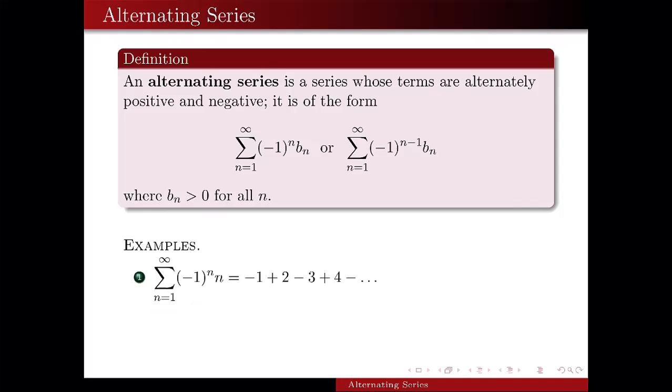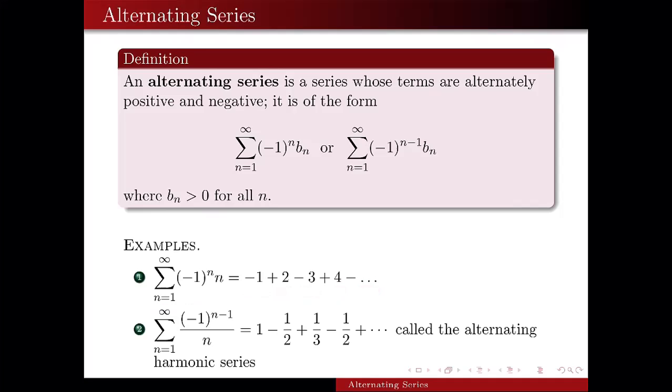This series here is an alternating series. The sum of negative 1 to the n times n, running from 1 up to plus infinity. So this is minus 1, plus 2, minus 3, plus 4, minus 5, etc. We also have this sum, n equals 1 to plus infinity of negative 1 raised to n minus 1 over n. So you have here 1 minus 1/2 plus 1/3 minus 1/4. Sorry about this, so let me change that. It should be 1/4 there.